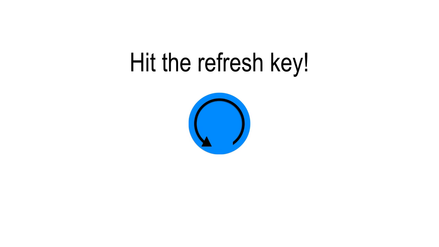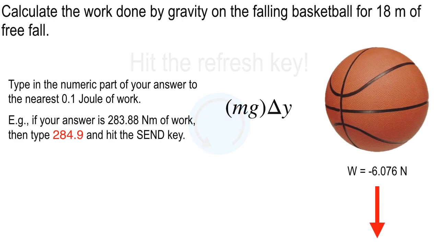Now hit the refresh key. We're going to do a calculation, and we're going to try to put all this stuff together. I'll give you a few minutes for this. So, the 0.62 kilogram basketball, let's calculate the work done by gravity on the falling basketball for 18 meters of drop, of free fall. Take a minute to do that, and we'll go over the calculation when you're done.